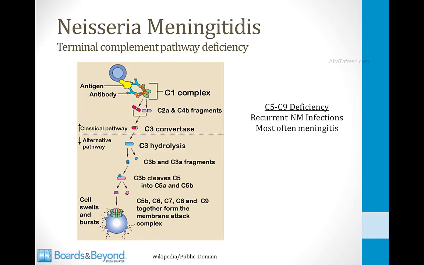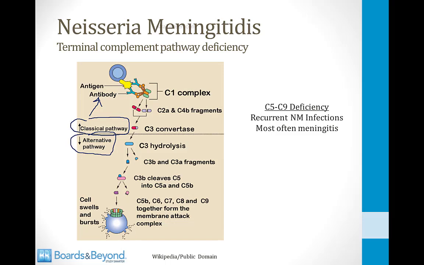Very rarely, children are born with deficiencies in one of the terminal components of the complement pathway, and children who are born with a deficiency like this will have recurrent Neisseria meningitis infections. So recall that there are two pathways by which the complement system can be activated. The first is called the classical pathway, and this pathway depends on antibodies, as is shown in this picture. The second pathway is called the alternative pathway, and this does not depend on antibodies.